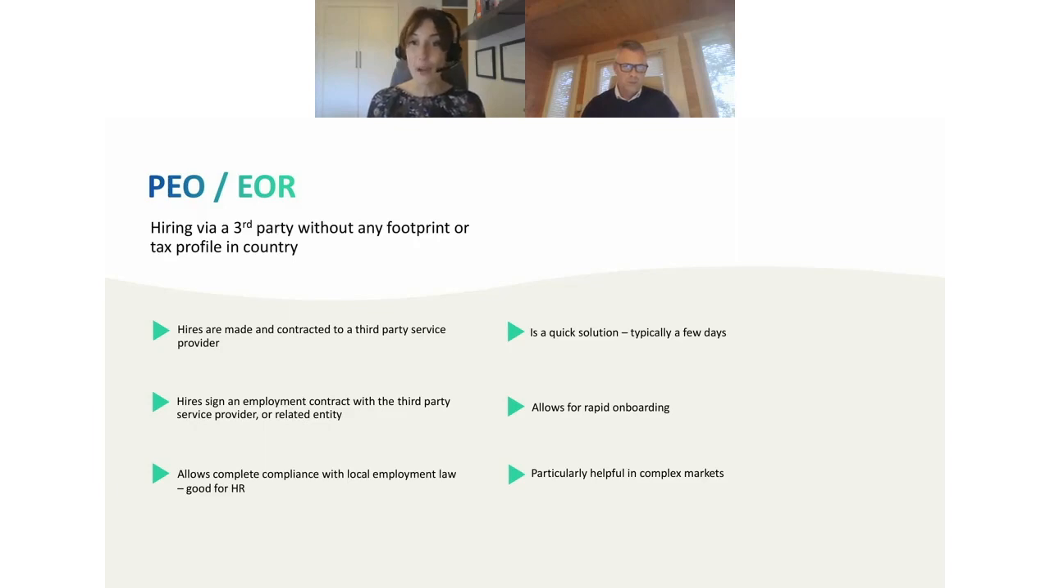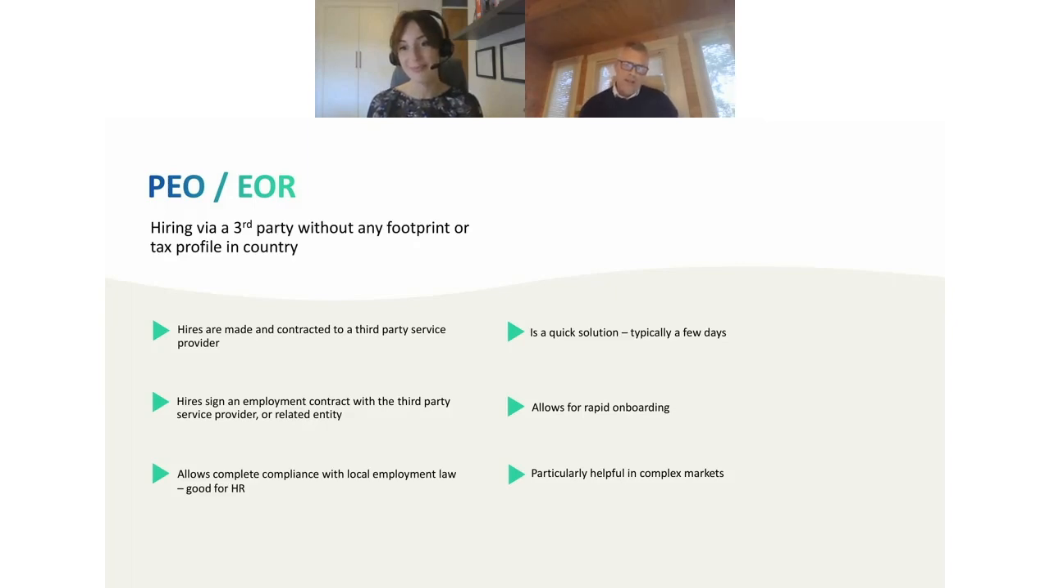Having said that, one of the challenges of a PEO is that it's not always clear which party is responsible for the employment relationship, and that's where there can be some difficulties with onboarding and hiring employees, because it's not always 100% clear cut in that case. Merryn, thank you for that.